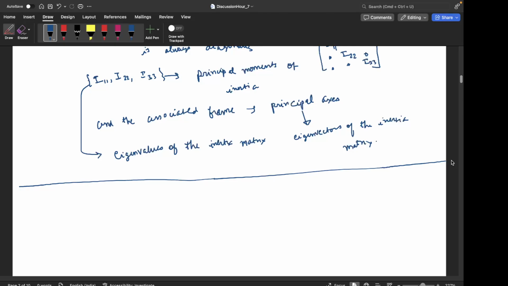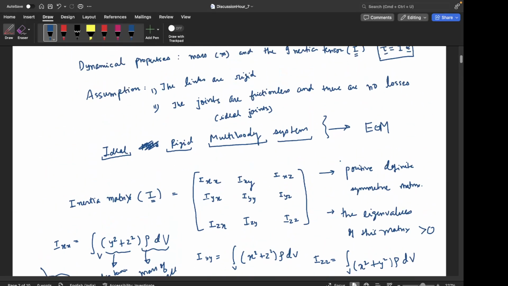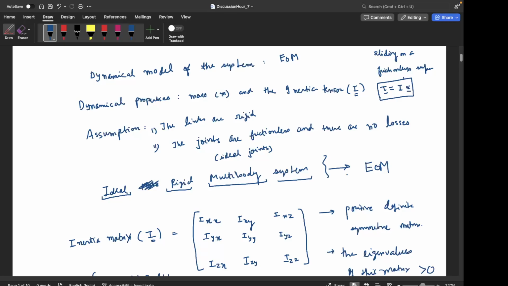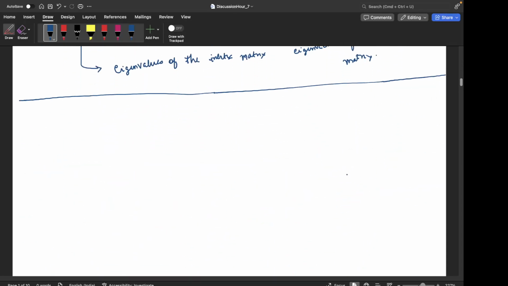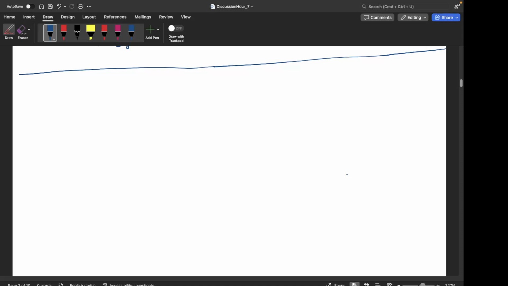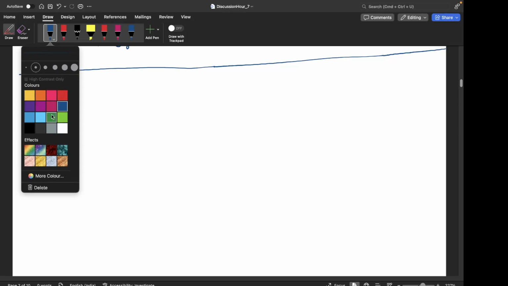Right. Now, moving on to our main objective, which was to find the general equation of motion of an ideal rigid multi-body system. Any questions at this point, you can just let me know.